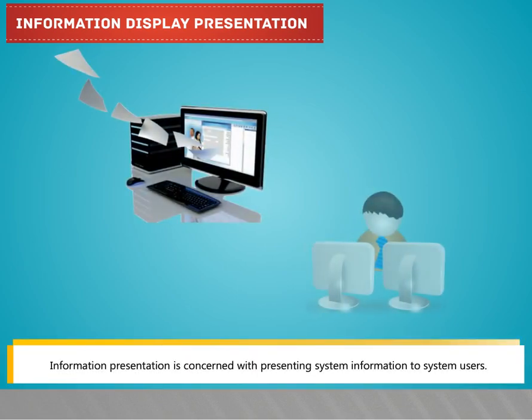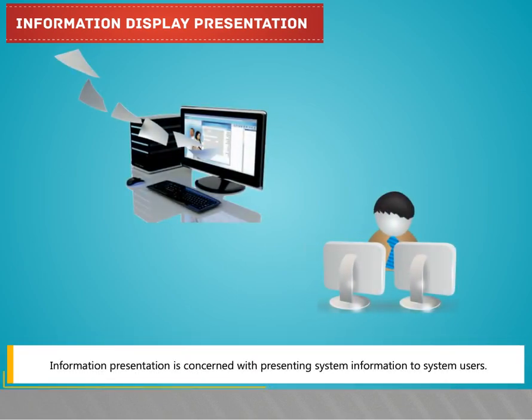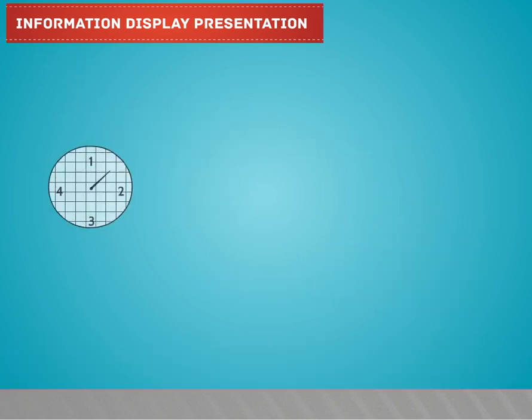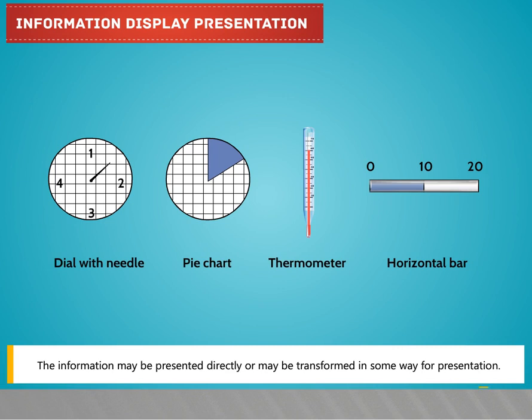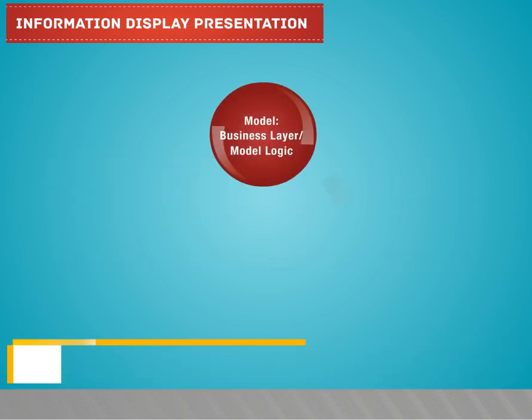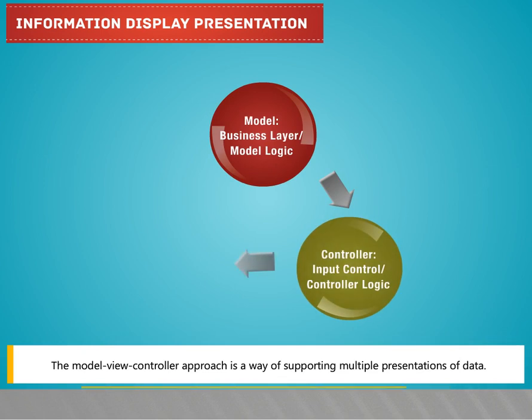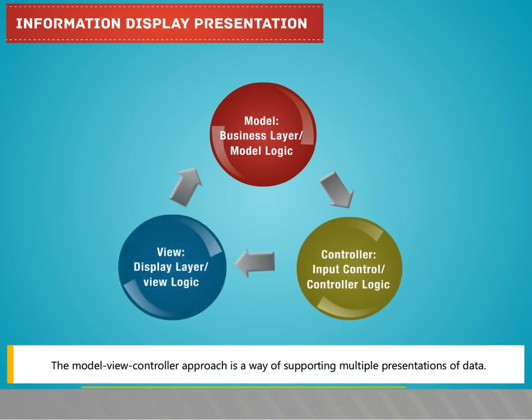Information display presentation. Information presentation is concerned with presenting system information to system users. The information may be presented directly or may be transformed in some way for presentation. The model view controller approach is a way of supporting multiple presentations of data.